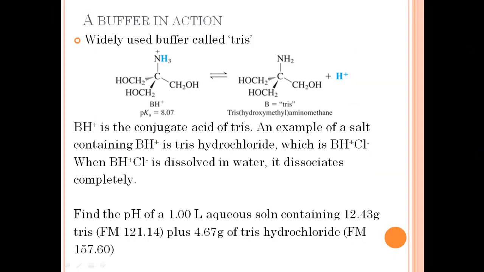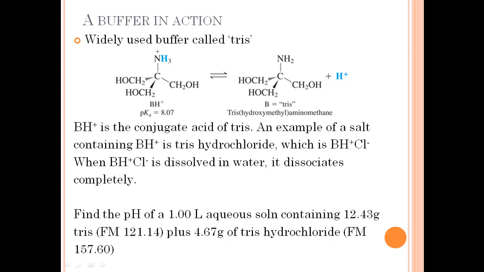This example shows a buffer in action. There's a widely used buffer. It's really common. It's called tris, and it's short for this awfully long name that you see there, tris hydroxymethyl amino methane. I would never remember that if they didn't tell me. But anyway, tris. Now, you can see that the BH plus is the conjugate acid of tris because they've added that one proton to that amine on the top. An example of a salt containing this BH plus would be something like tris hydrochloride, which would be in the form of BH plus Cl minus. Now, when BH plus Cl minus is dissolved, it completely dissociates in water.